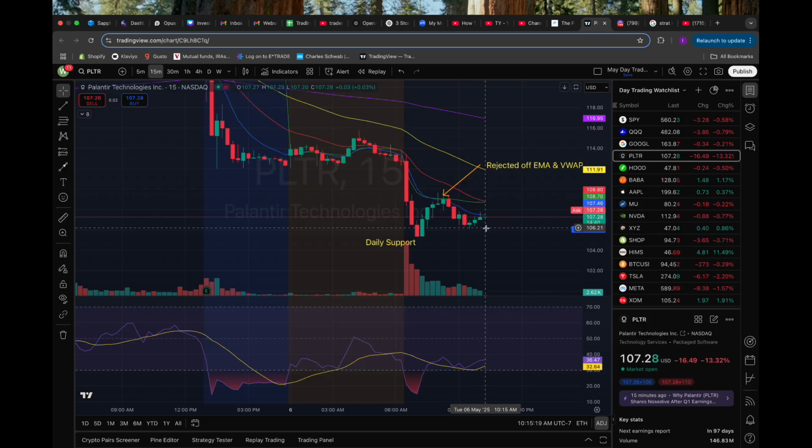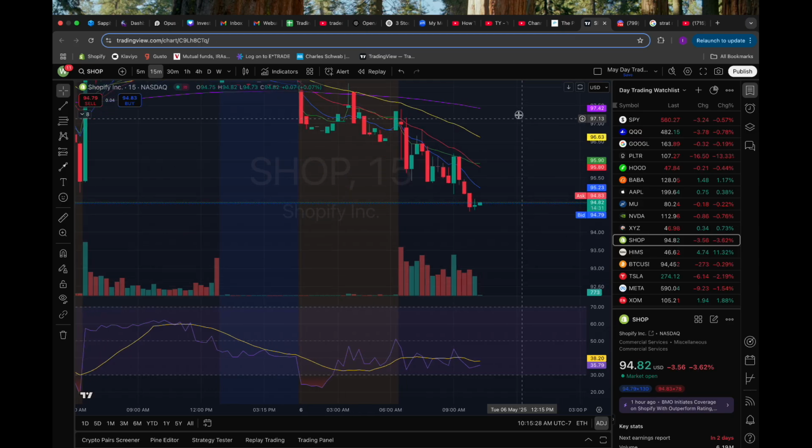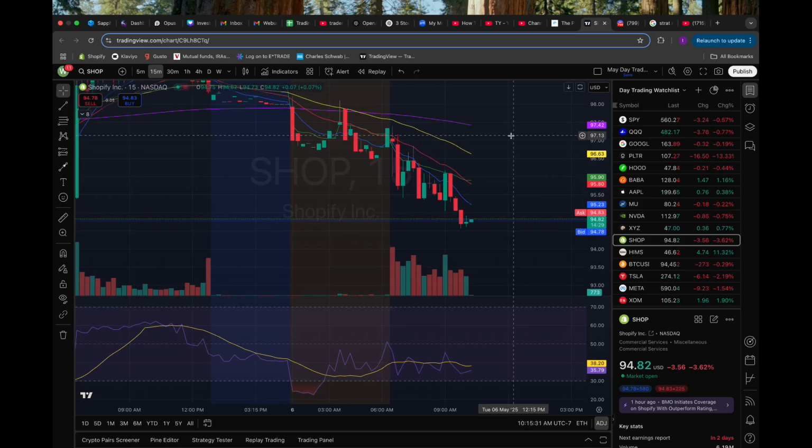And then you can get out right there and then boom, right? So it doesn't matter what the stock is. If we go to Shopify, I wouldn't really trade this one right here.